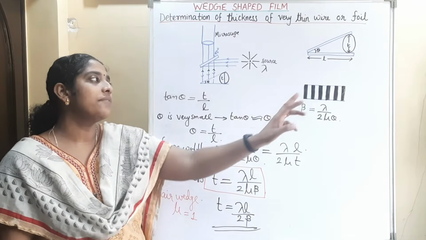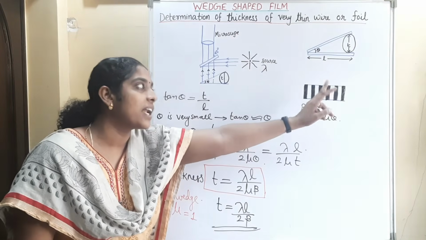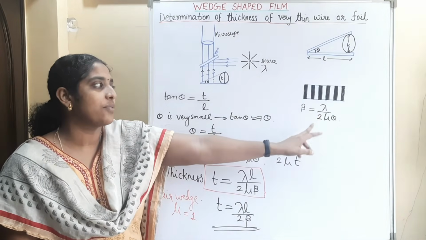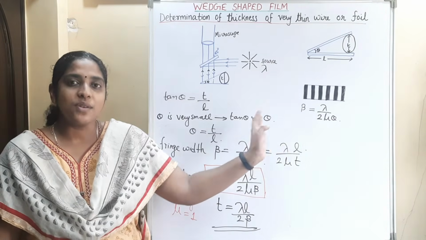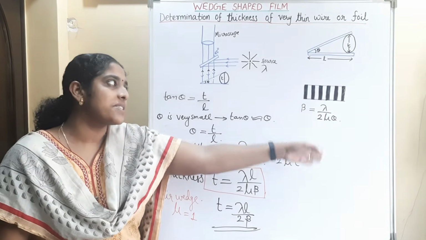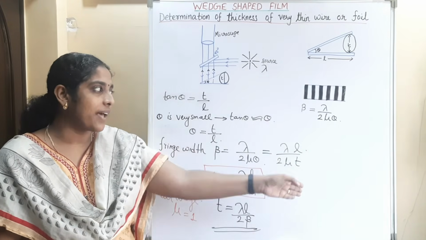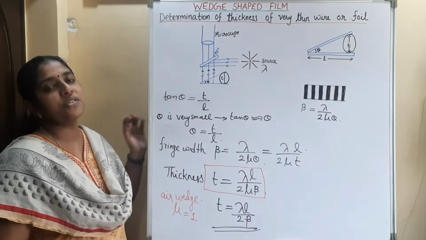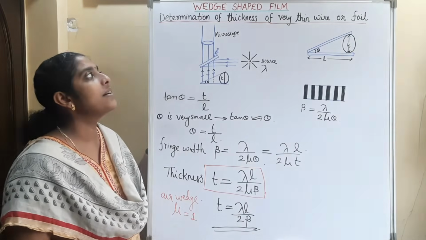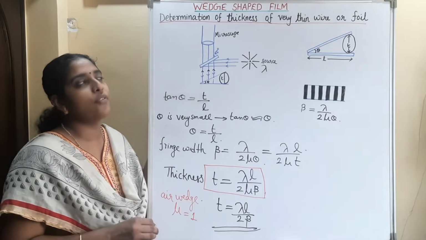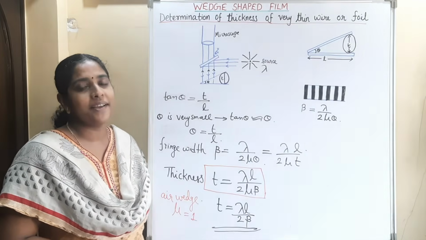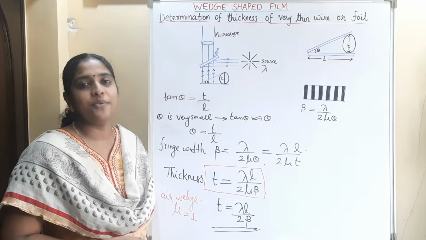In the wedge-shaped film, we get alternate bright and dark bands of fringe width beta equal to lambda by 2 mu theta. The locus of all points having the same thickness is a straight line, so the fringes produced in a wedge-shaped film are straight and parallel. As an application of this wedge-shaped film, we can determine the thickness of a small foil or the diameter of a thin wire. Okay, in the next video we will do the numericals based on this.